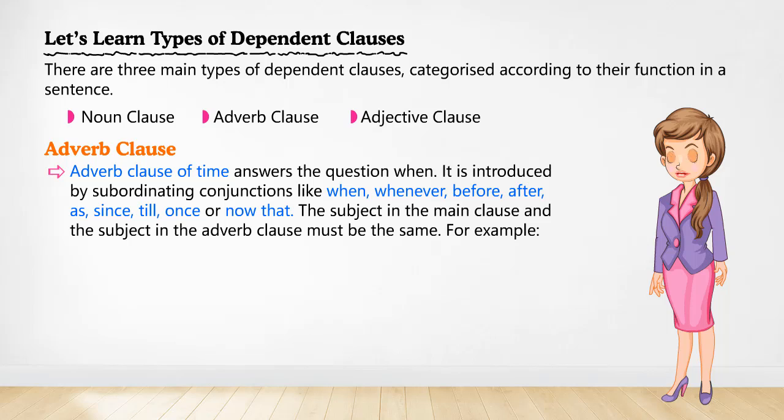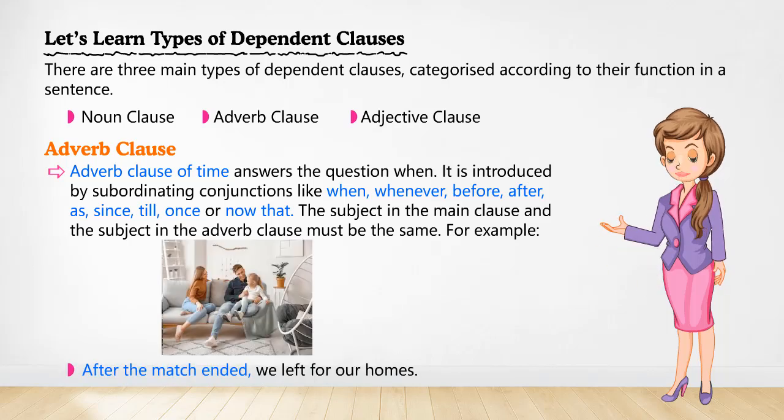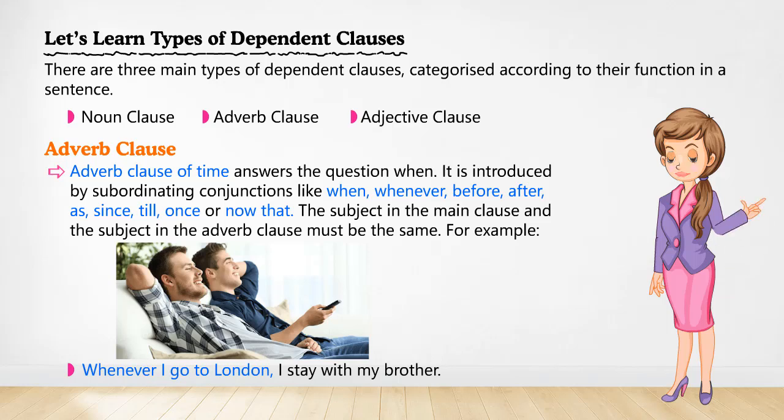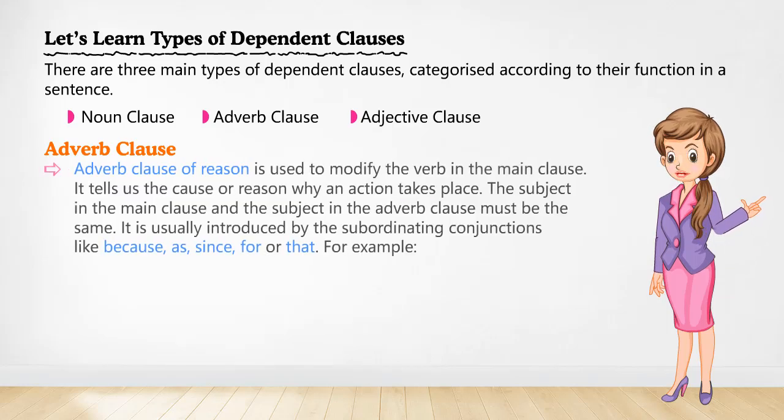Adverb clause of time answers the question when. It is introduced by subordinating conjunctions like when, whenever, before, after, as, since, till, once, or now that. The subject in the main clause and the subject in the adverb clause must be the same. For example, after the match ended, we left for our homes. As the chief guest arrived, we all stood up. Whenever I go to London, I stay with my brother.